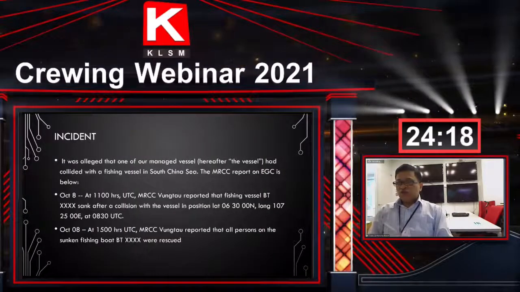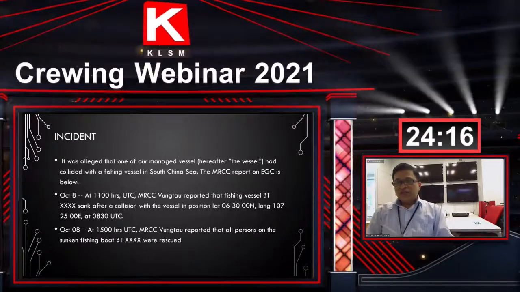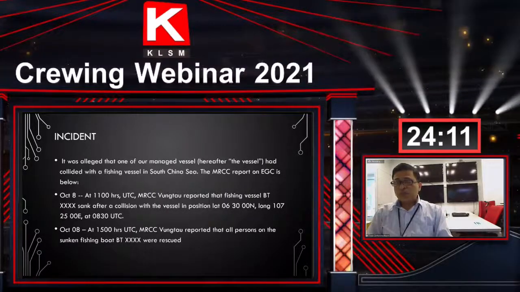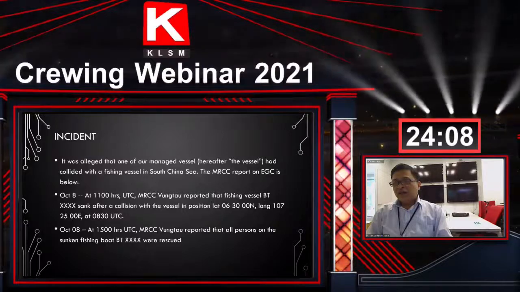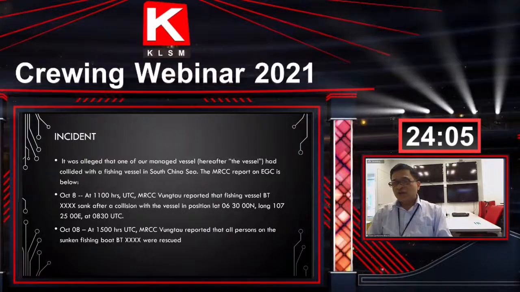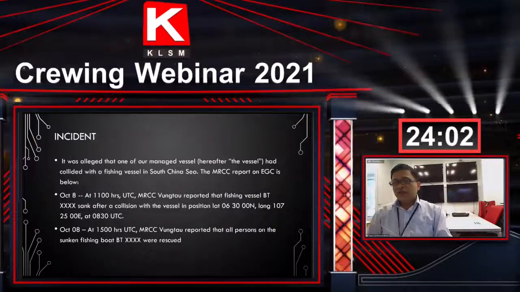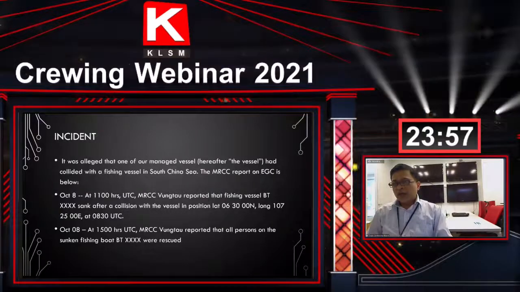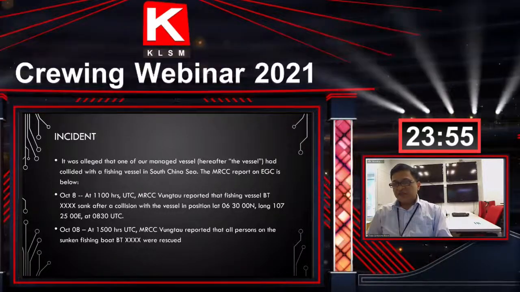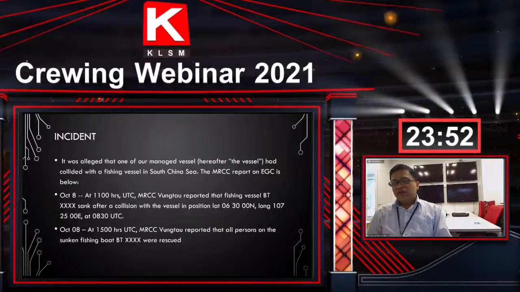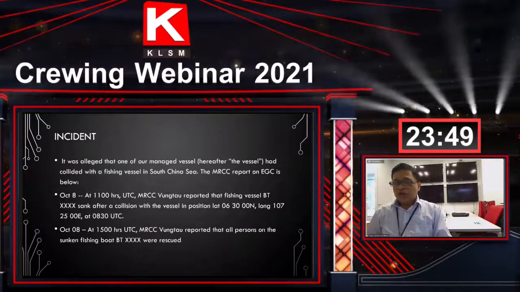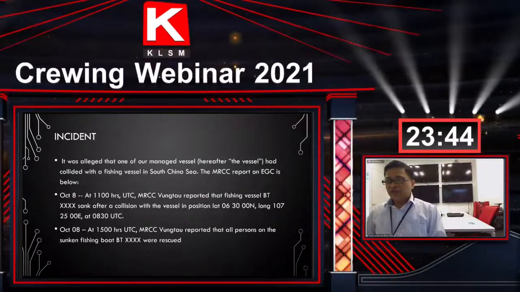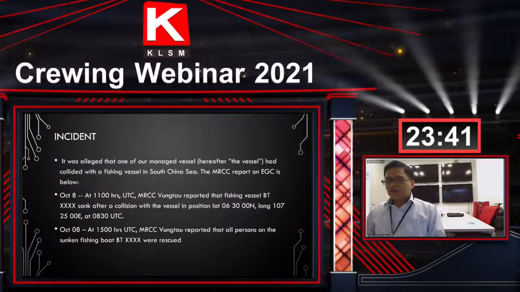To briefly describe the incident, it was alleged that one of our managed vessels was transiting the South China Sea. MRCC transmitted a report at 11 o'clock UTC on 8th of October that our vessel had collided with a fishing vessel and the vessel had sunk, and she was requesting assistance. Then at around 1500 hours UTC, MRCC reported that all the persons of the fishing vessel were rescued and the fishing boat had sunk. So these were the two reports.